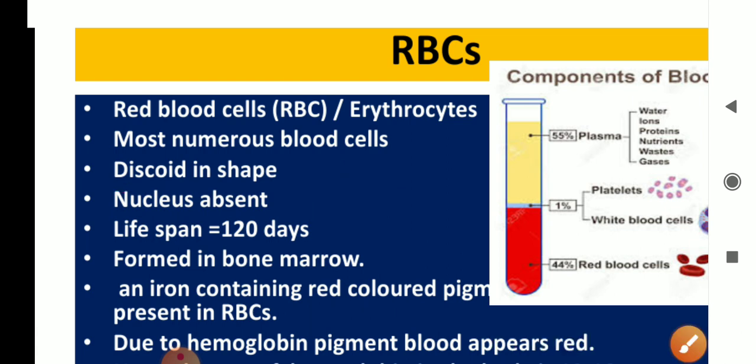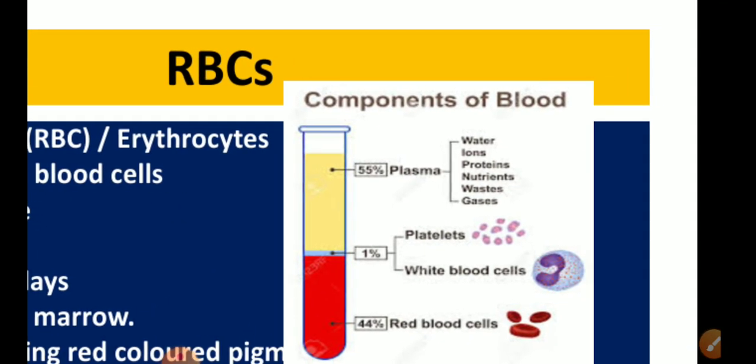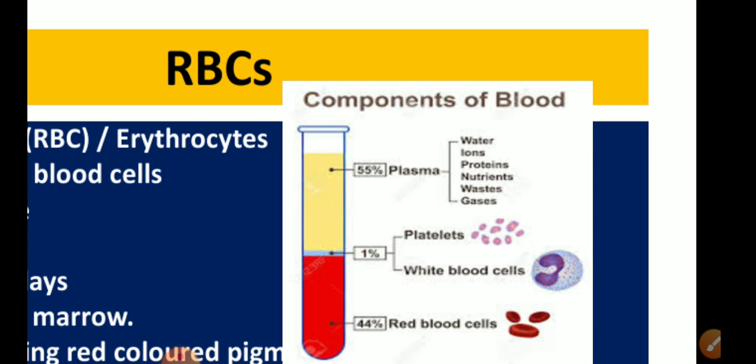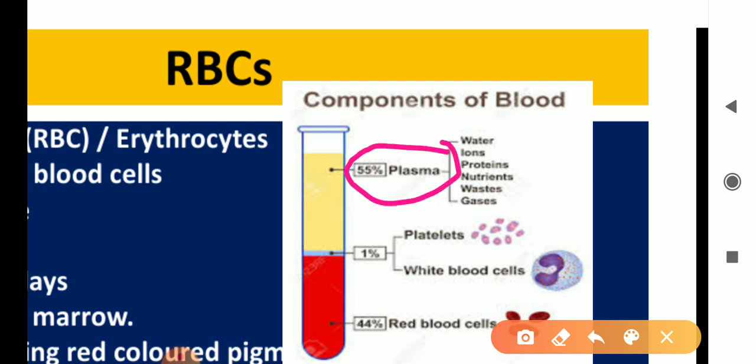Now see this diagram. In this diagram you can see the amount of blood taken in a test tube. In this we can see 55% of the blood is plasma. What does plasma contain? I told you earlier also. It contains water, ions, proteins, nutrients, waste, gases, and hormones also may be there. Then see the percentage of WBC. WBC are much less. They are approximately 1% of the blood volume.